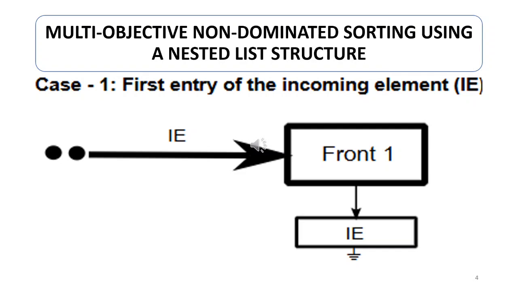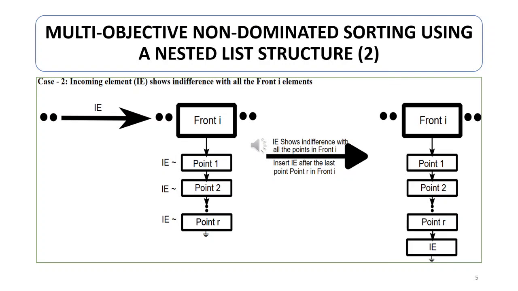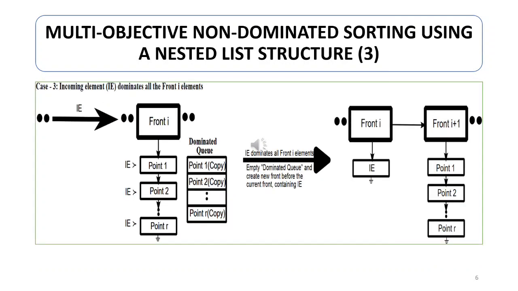Cases and method of multi-objective non-dominated sorting using a nested list structure. Case 1 is straightforward. If no elements or fronts exist, the first front is created and the incoming element I is placed in it. Case 2, if the incoming element is indifferent to all elements in a front, it is added to that front.